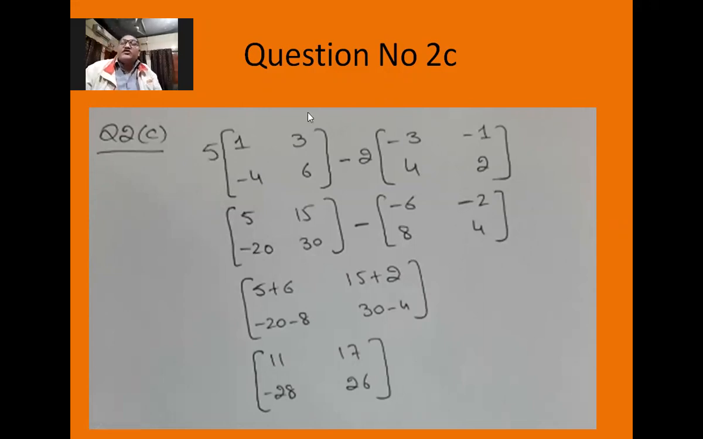5 will multiply with the 6, and it will give you 30. In the same way, keep this minus outside. I only take 2 inside. So you will have minus 6 and minus 2 and 8 and 4. So now this matrix minus this matrix, you will have 5 minus minus 6. This will be 5 plus 6. 15 minus minus 2. This will be 15 plus 2. Minus 20 minus 8. It will be minus 28. And you have 30 minus 4, and that will be 26. So you will have 11, 17, minus 28, and 26. So this is how you will do question number 2 and its C part.